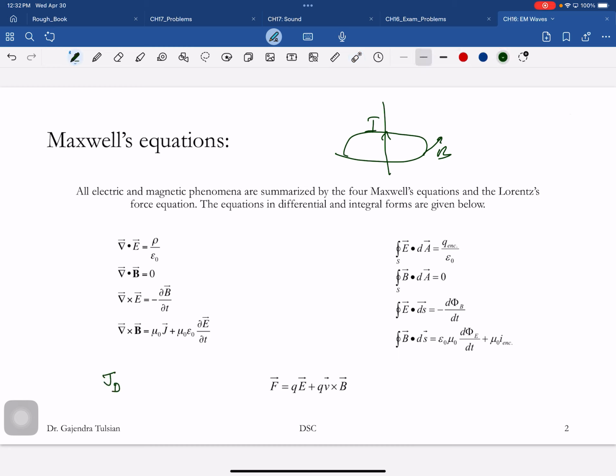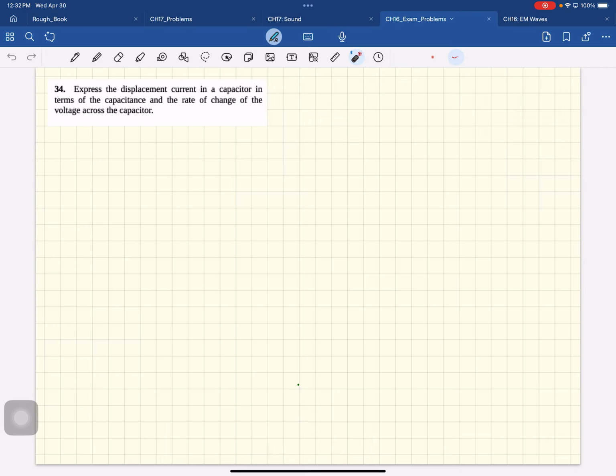So the displacement current density is epsilon naught delta E by delta T. So this is behaving like a current. Okay. And so that's what they're asking over there. So the displacement current density is epsilon naught del E by del T. Okay. And now here's where this comes in.